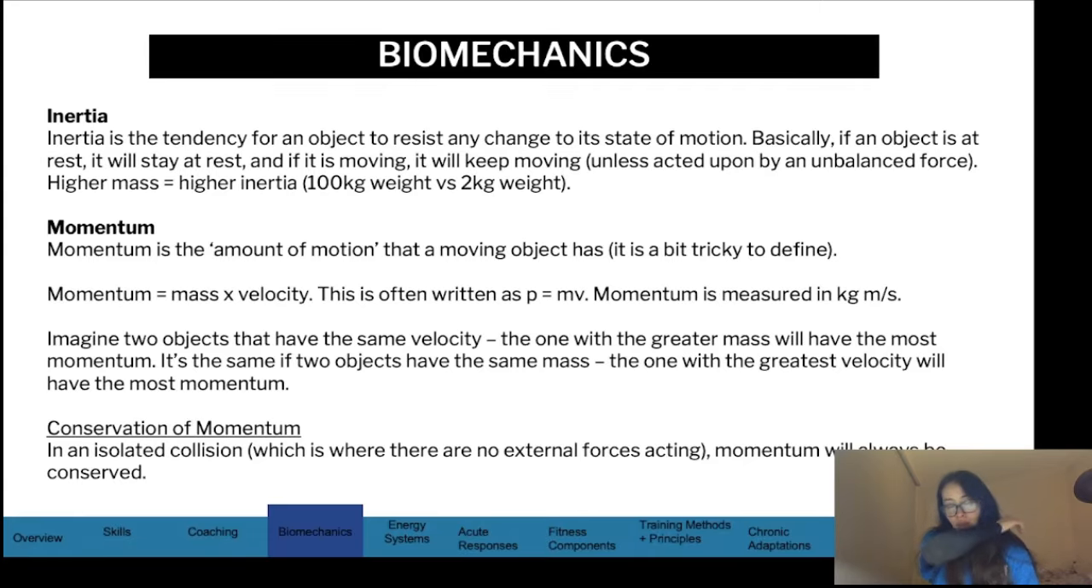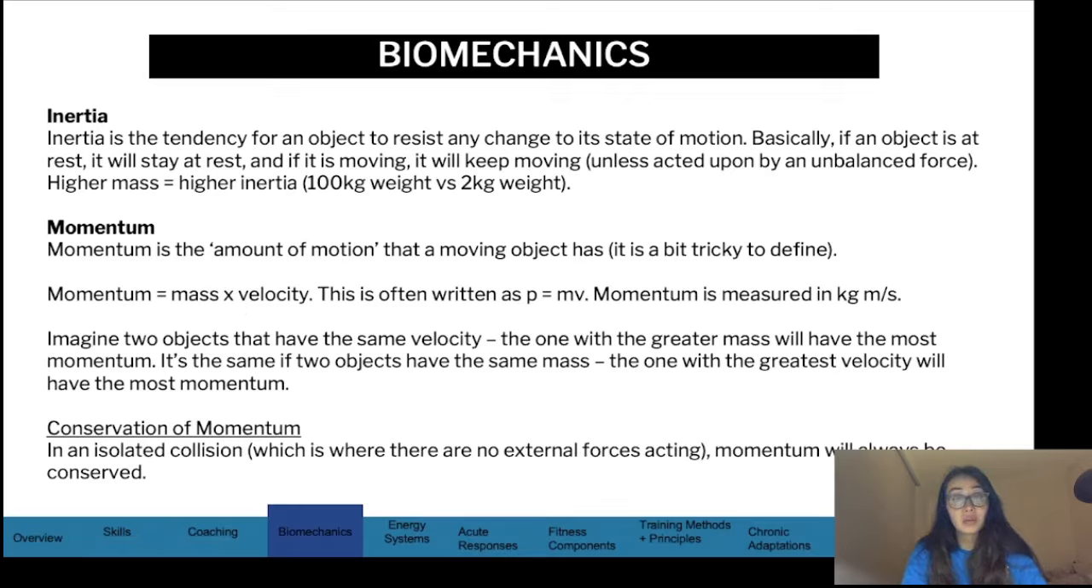Inertia. This is the tendency for an object to resist any changes to its state of motion. Basically, if an object is at rest, it will stay at rest, and if it's moving, it will keep moving, unless acted upon by an external unbalanced force. Sorry, guys. Something with a higher mass will have a higher inertia, okay? So a 100 kilogram weight versus a 2 kilogram weight: the 100 kilogram weight will have a higher inertia.